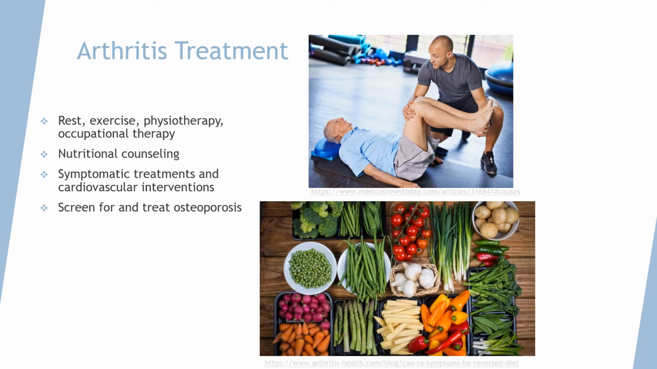Another important point for arthritis is to screen for and treat osteoporosis. This is because the chronic inflammation associated with RA, as well as the vascular insufficiencies that result from that, are very harmful to the bone. And also the treatment for arthritis, which can be corticosteroid drugs, all contribute to the breakdown of the bones and the weakness and decline of bone density.